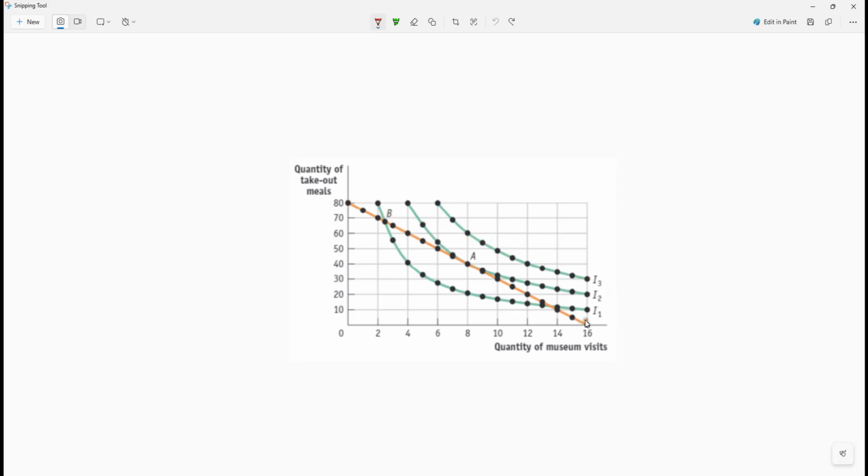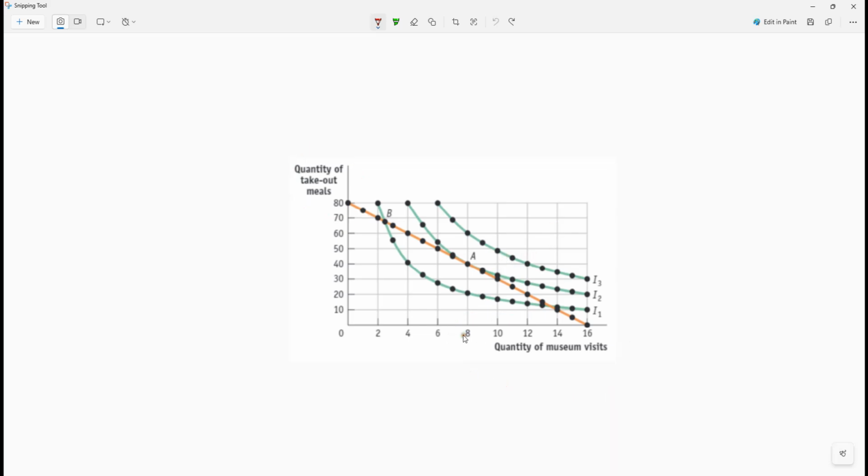Or we could have, let me draw that a little bit straighter, we could just have the price of takeout meals decrease. So the price of either one of these things or both decreasing would get us out to a further out indifference curve. And then additionally, assuming that those are normal goods, we could also have more income. So if more income by this consumer, they have more money to spend on both takeout meals and museum visits, they could get out to a further out indifference curve.